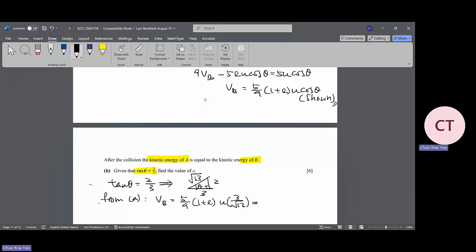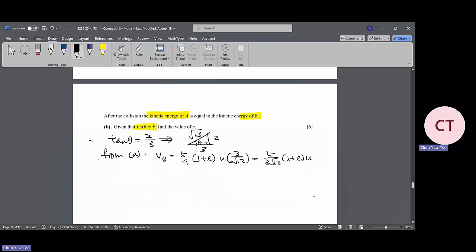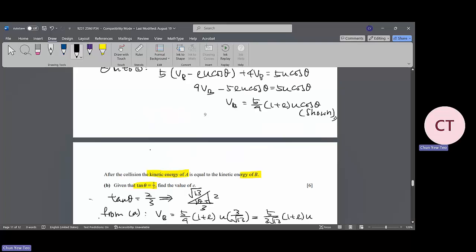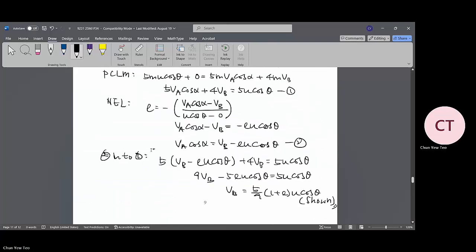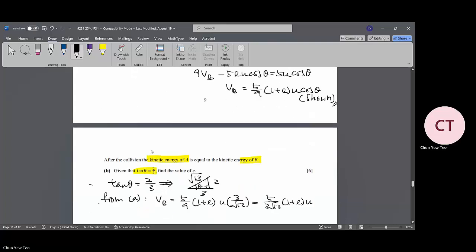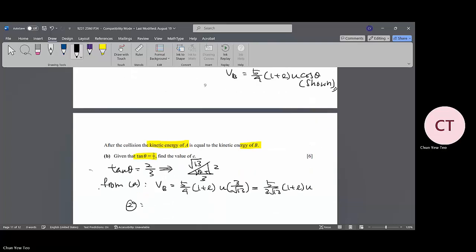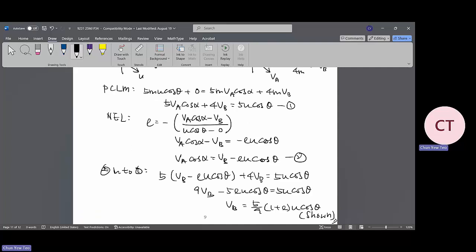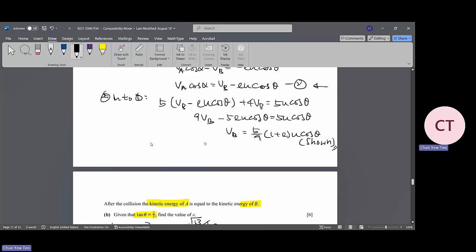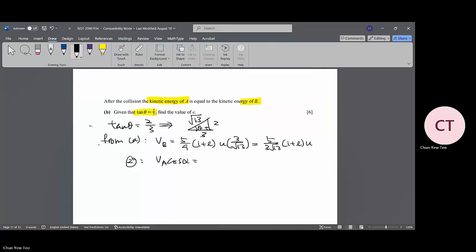Then we can make it become 5 times 3 over root 13 (1 plus E) U. Now we need to find the so-called VA squared. From equation 2, we have VA cos alpha is equal to VB minus EU cos theta.